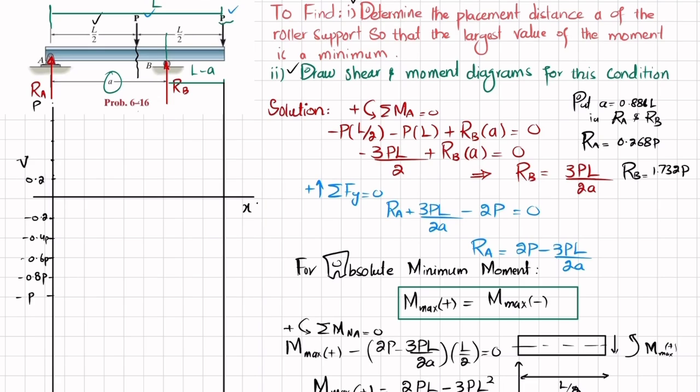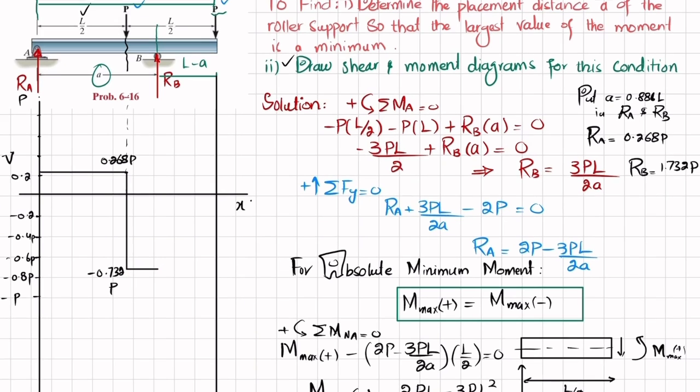Okay, if you trace it, first your point will be this one. This is 0.268 P, this point. And now from here it will go down to minus 0.732 P. And from B to the roller support it will remain the same, horizontal. At this point you have RB, which is equal to 1.732 P. So this plus 0.268 P will give you P.